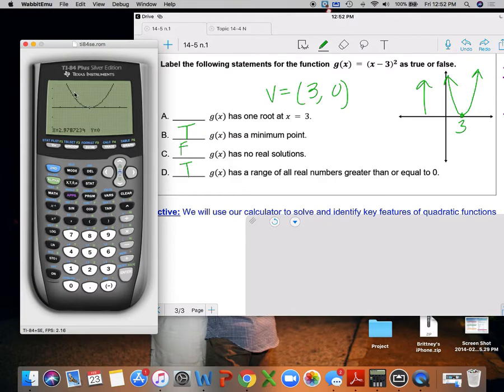I can see now that it is touching and bouncing. It's not doing 2 tiny little crosses, which means it does have 1 root at 3 because it's not crossing 2 times. So again, I did second zoom in and then put my cursor where I wanted it to go. Remember, second zoom 6 puts you back to normal. But from here, we couldn't see if it was bouncing or crossing twice, so that's why I zoomed in.